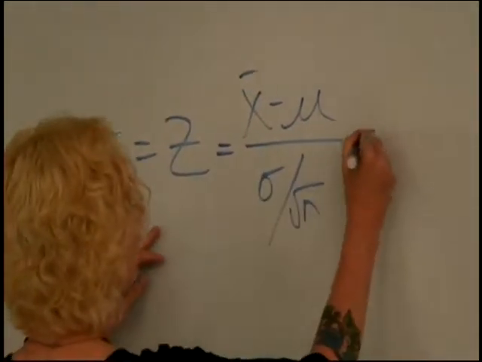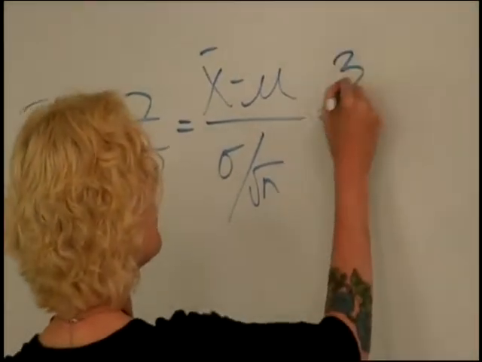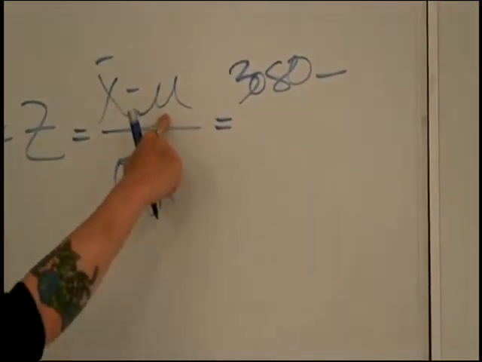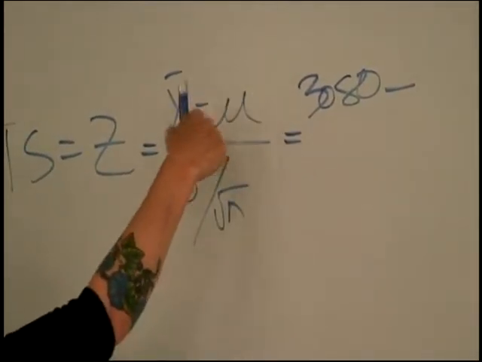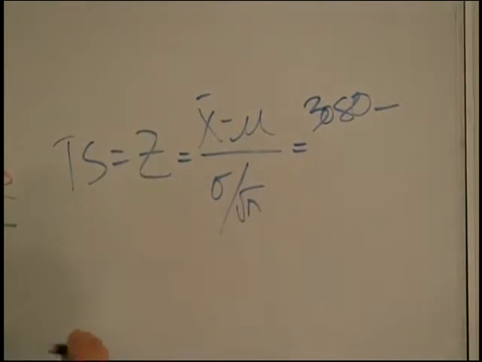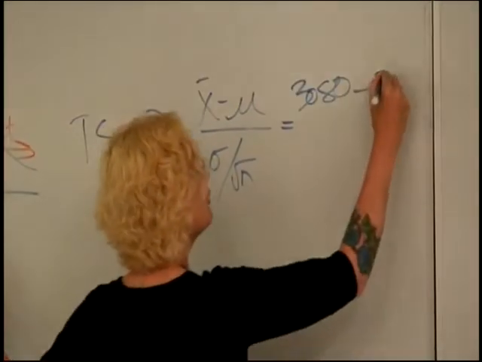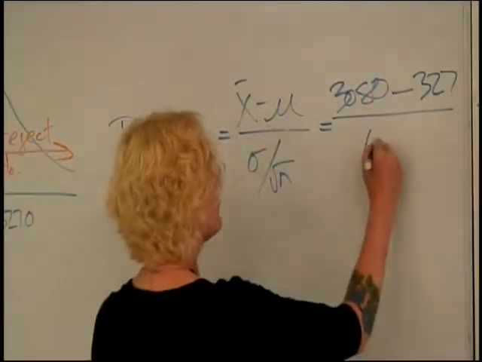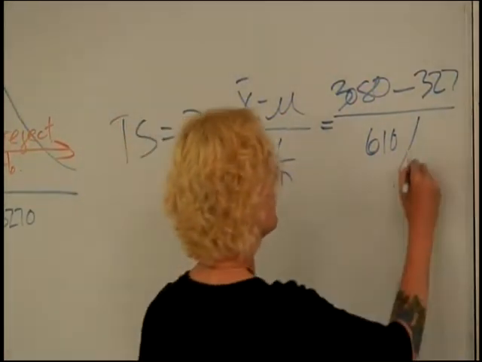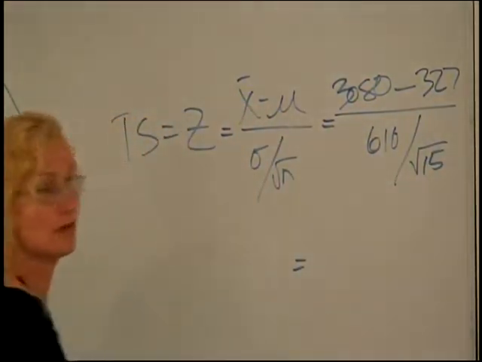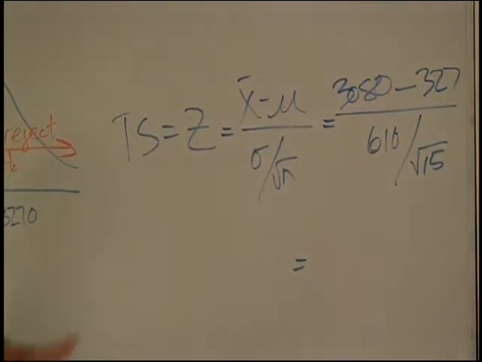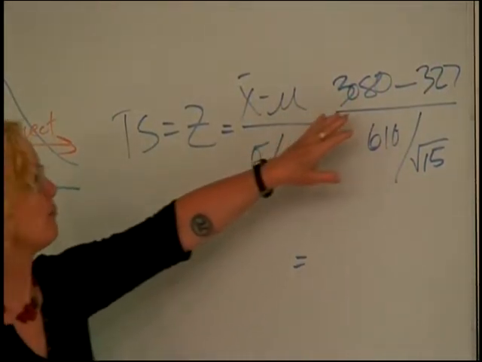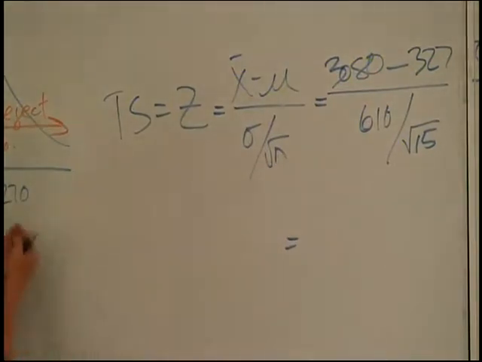So in our case, we're going to take the sample mean, which is the 3080, subtract the hypothesized mean. It is what we consider to be the true mean, again, until we can prove something different. So that's the 3270 divided by sigma, which is 610, over root 15. Okay, so let's calculate that. Again, what the test statistic does is tell us how far away this sample mean is from the hypothesized mean.